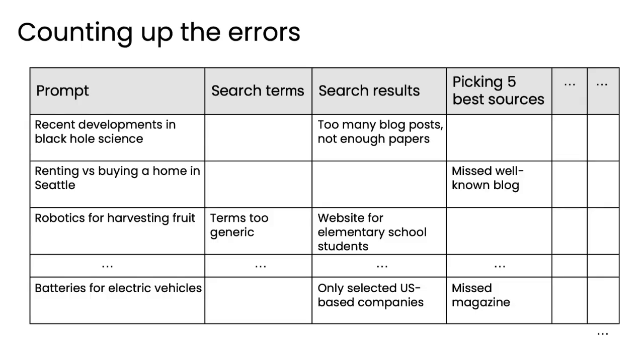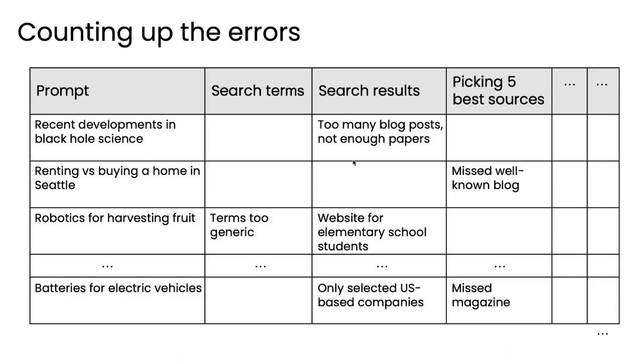And by error, I mean when a step outputs something that performs significantly worse than maybe what a human expert would have given a similar input as that component. So I'll often do this myself in a spreadsheet. So I might build a spreadsheet like this. And so for the first query, I'll look at recent developments in black hole science.